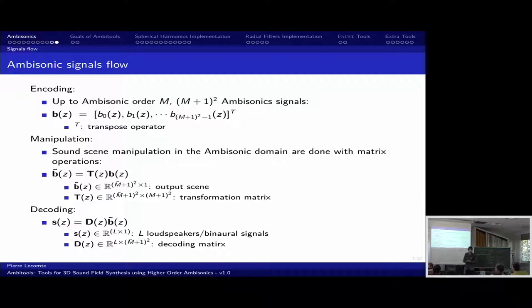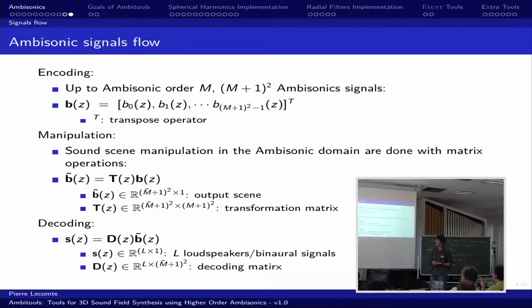So we have something of the order of L times M squared, where M squared is the number of spherical harmonics, the signals you want to decode, and L is the number of loudspeakers. And yes, when you design the decoder, you need to invert the matrix. You should have at least the same number of speakers as the number of harmonics you want to reproduce. Even more is better. That's the idea.